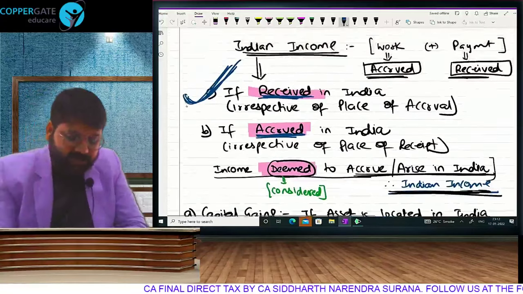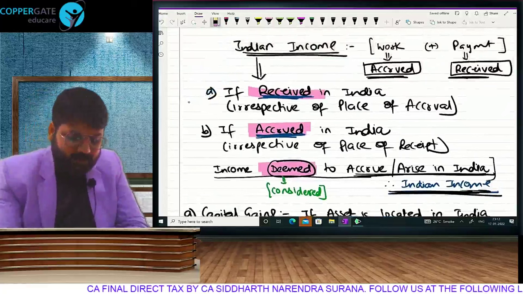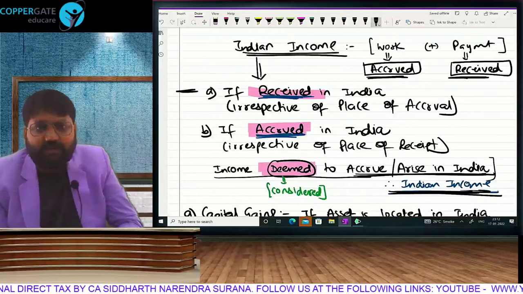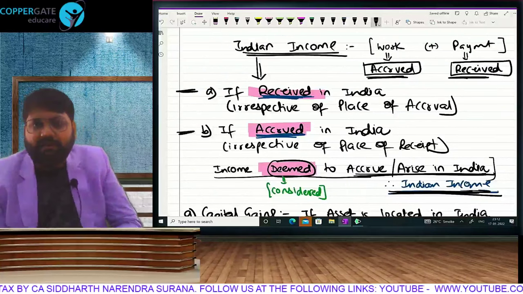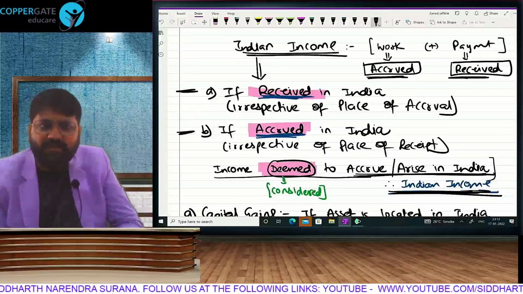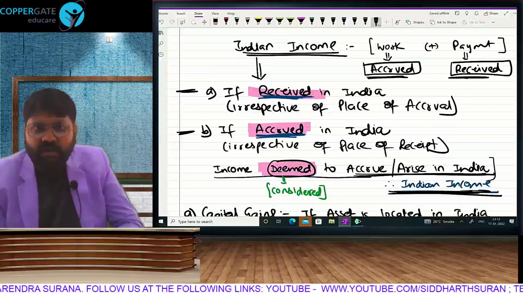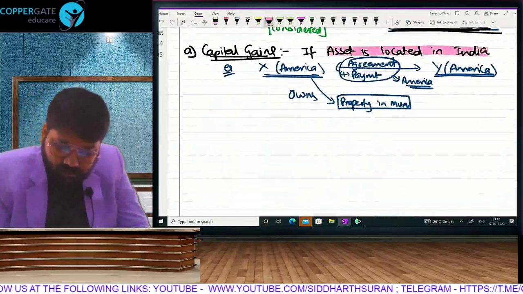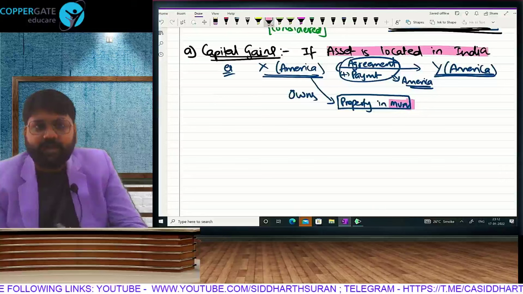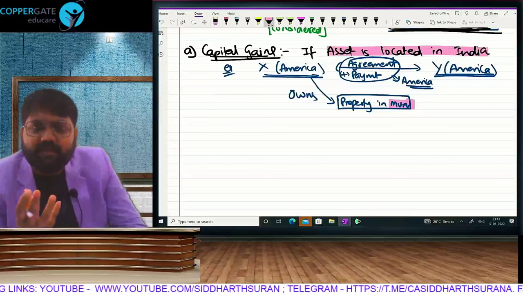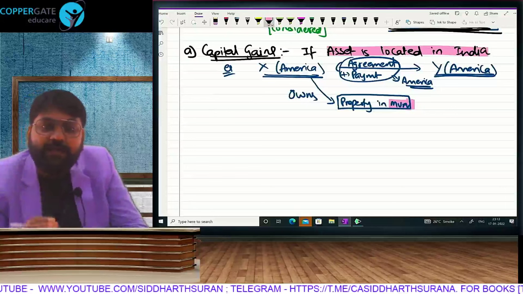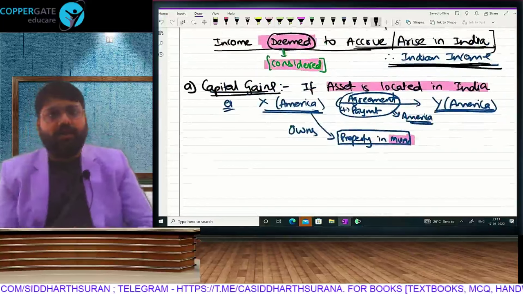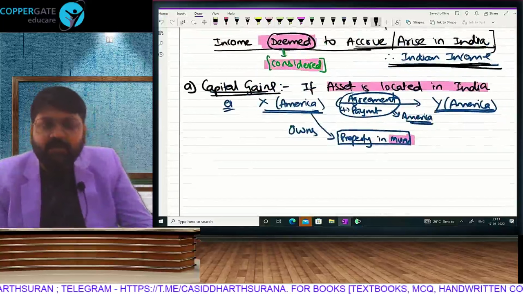Come here, tell me. Is this point A applicable? No. Why? Because the money is received outside India. Is this point B applicable? Income accrued in India. Accrual means place of agreement, you can say. No, because the agreement was done outside India. But can you see this? Where is the asset? In India. Then whether you do your agreement, payment, everything outside India also, this income will be deemed, considered to accrue or arise in India, and we will call it Indian income.